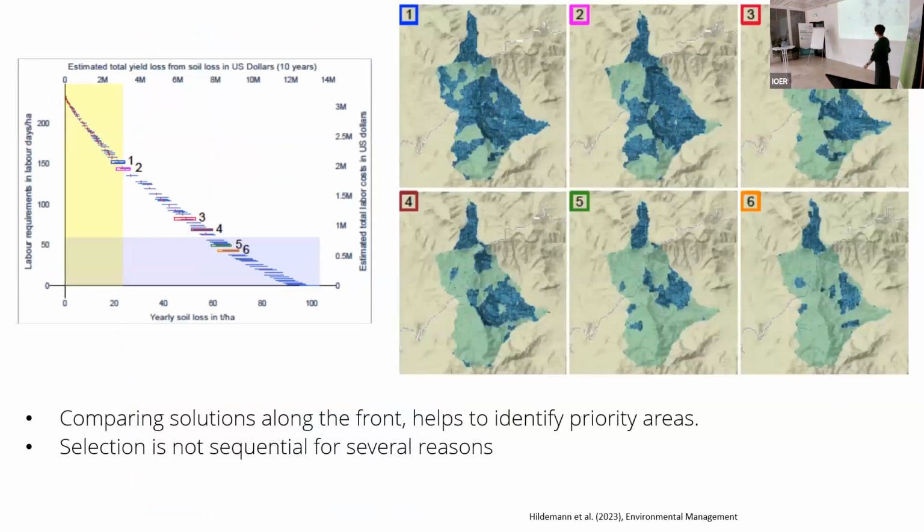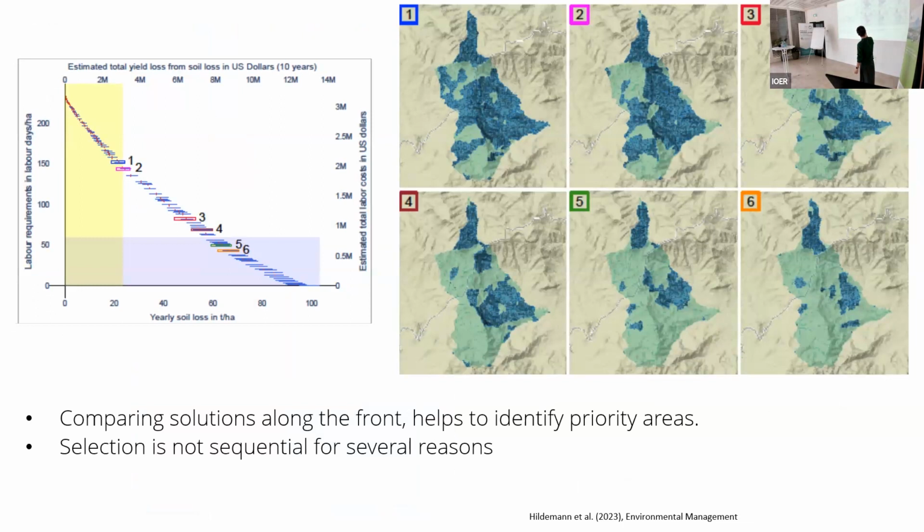We can also look at the solutions that are behind these points on the Pareto front, because for every point that we have there is a solution in the sense of a spatial configuration of whether or not we apply the measures. So here I selected 5 points on the Pareto front, or 6, and you see the 6 maps or solutions that correspond to that.